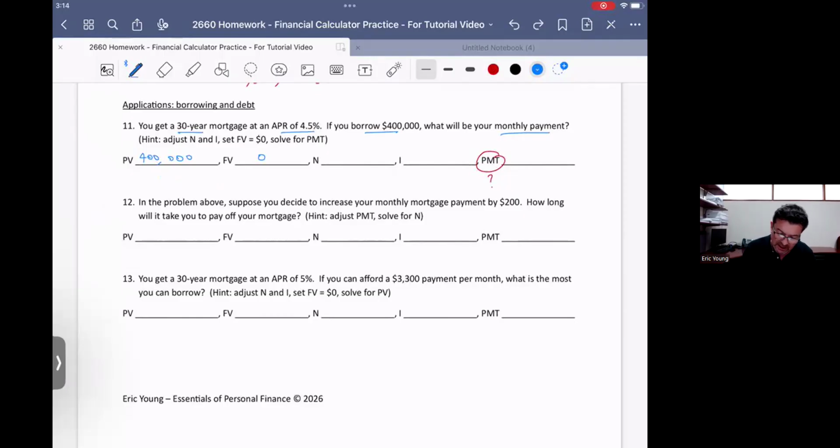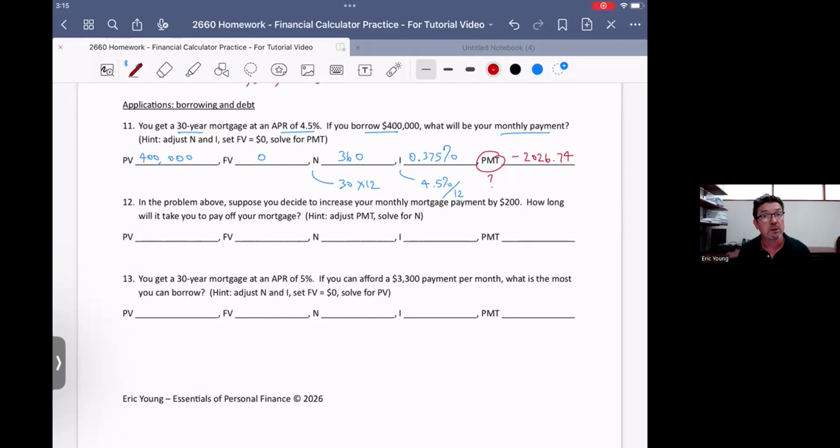We had to do an adjustment. It's a 30-year loan, but we're making monthly payments, so that's going to be 360. And the APR is 4.5%, but the A stands for annual, so we have to divide that by 12, and that'll give us a monthly interest rate of 0.375%. Put those numbers in, solve for PMT, 2026.74. That's how much you have to spend. I shouldn't say spend. That's what your payment's going to be every month.